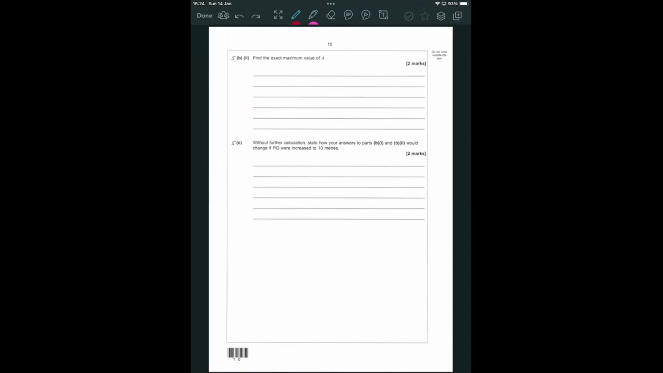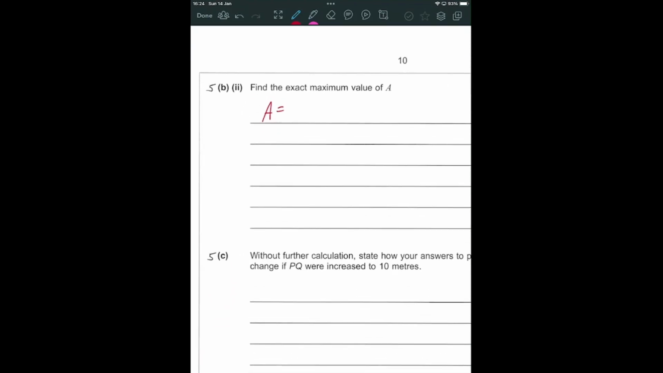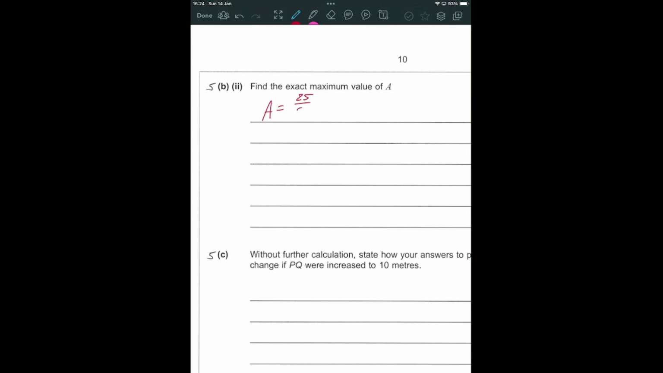The question continues, find the exact maximum value of A. So this is asking us to go all the way back to what A was in the first place.